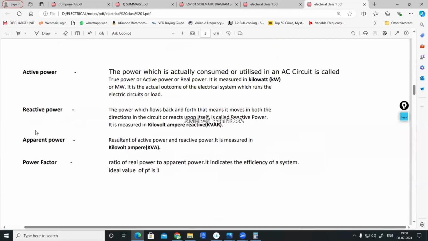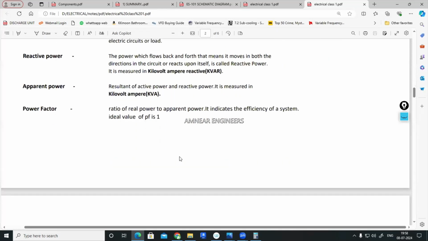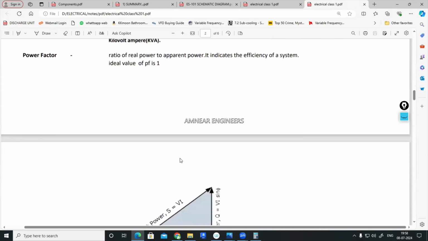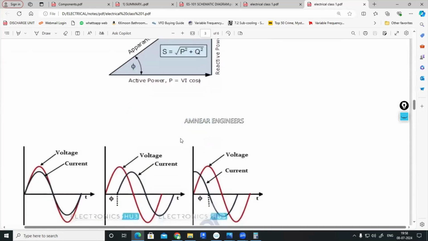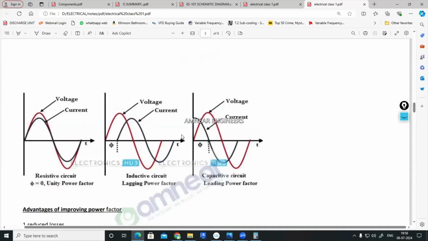So we have discussed reactive power and active power there, right? Active power is the power which is actually consumed by an AC circuit, an inductive load. Reactive power is the power used for making the magnetic flux inside an inductive load. Inside a building, most of the loads will be inductive type. So more reactive power will be required by the inductive load.